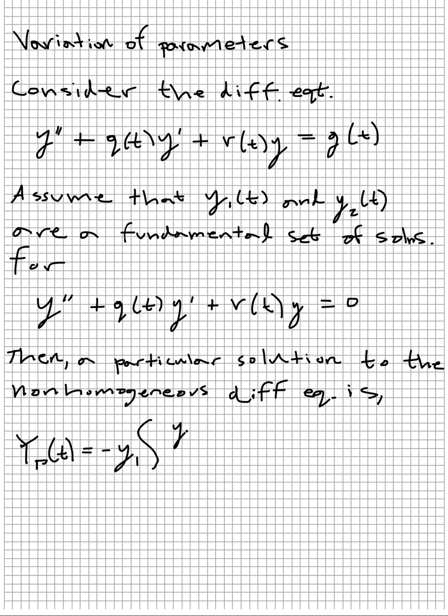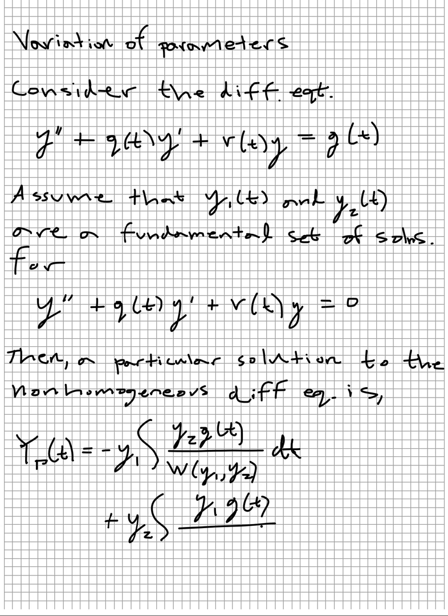integral y2 g of t divided by the Wronskian of y1, y2 with respect to t, plus y2 integral y1 g of t divided by the Wronskian of y1, y2, again with respect to t.